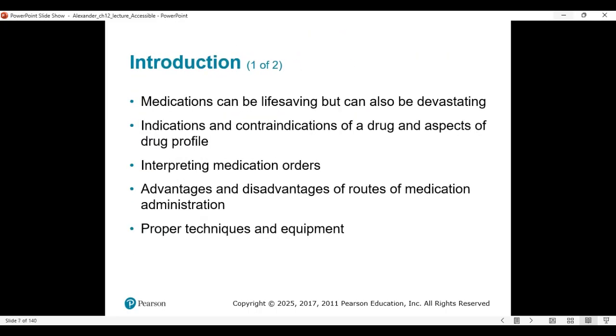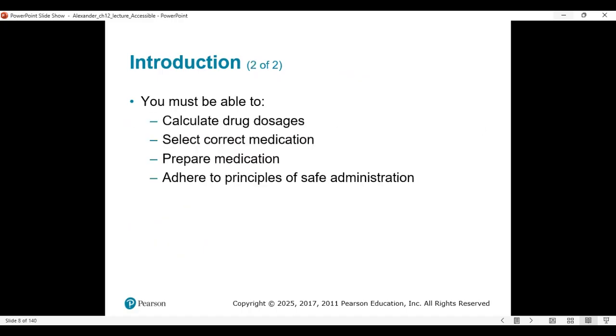All right. Remember that medications can be very life saving, and a lot of times we have to use medications in the field, but they could be devastating too. And we're talking about medication errors and stuff like that. We have to know the indications and contraindications of a drug, and we have to interpret drug orders. We'll be talking about the advantages and disadvantages of certain routes of medications, and we're going to talk about proper techniques and equipment in this chapter.